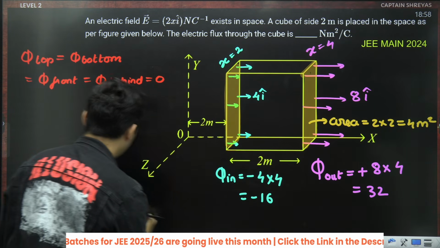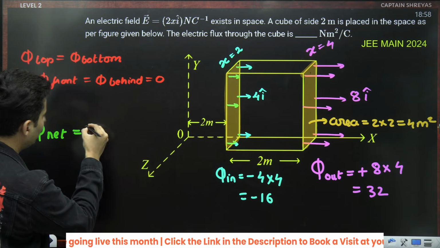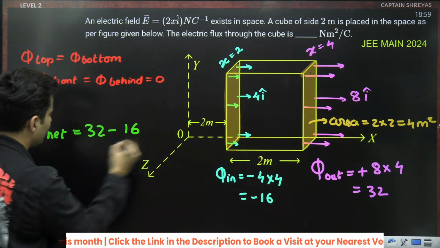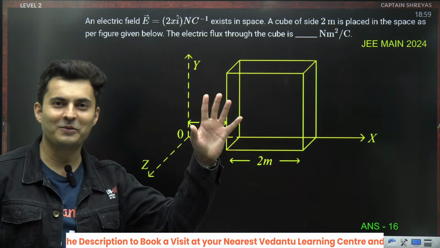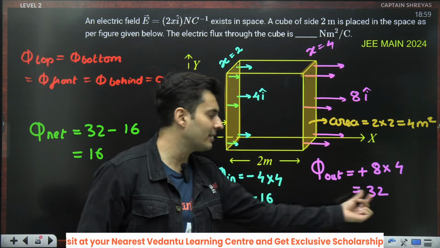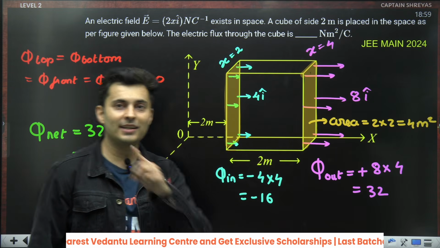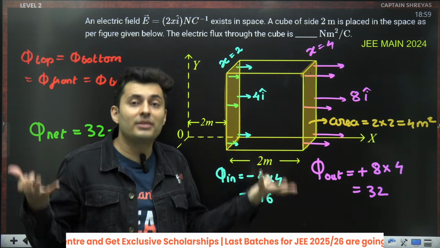Therefore, the net flux will be 32 going out and 16 coming back. Hence, the remainder is 16. Answer is 16. Perfect. We got it. It's a brilliant question. A lot of people end up adding 32 and 16. You forget the sign convention. Remember, flux going out is always positive.